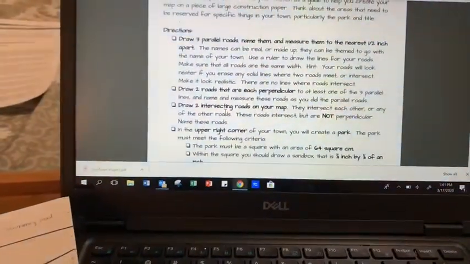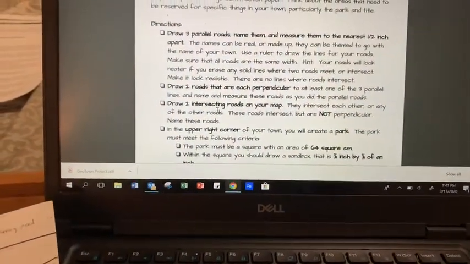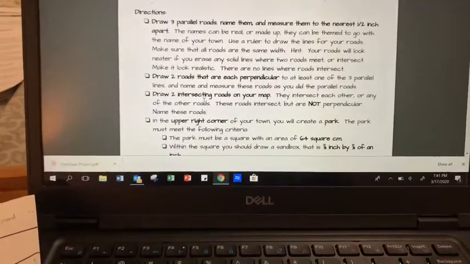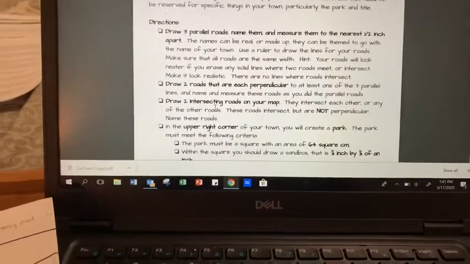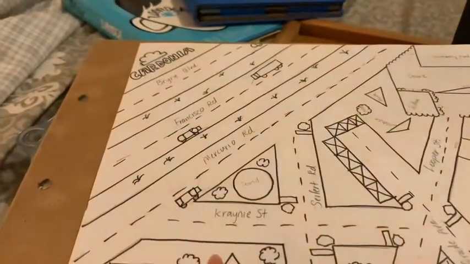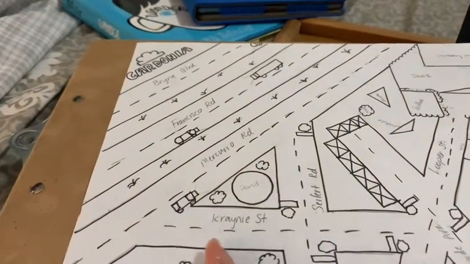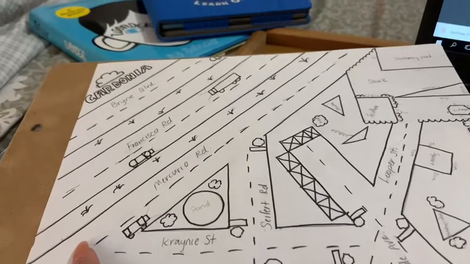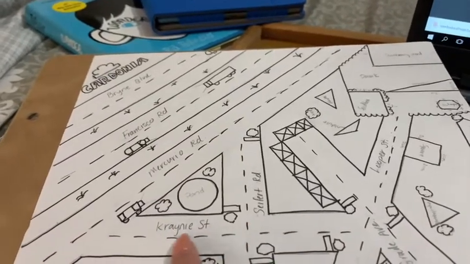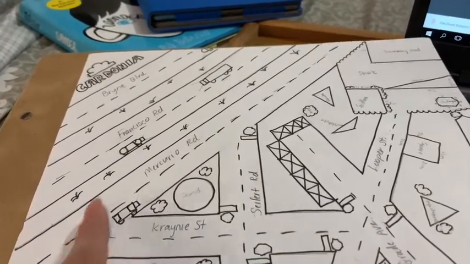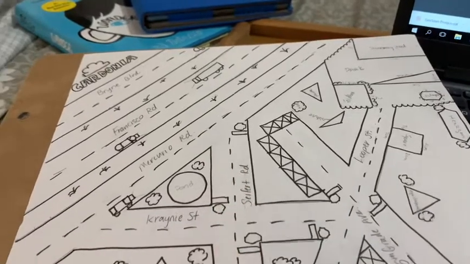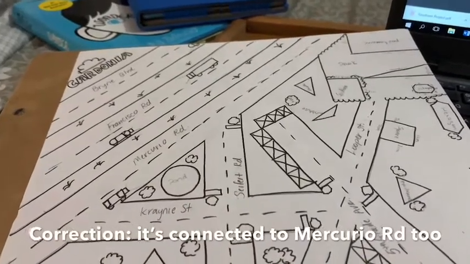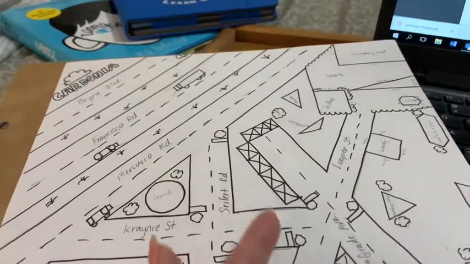Something else that it says in the directions is to have at least one of the 3 parallel lines connected to that perpendicular road. And that's what I've done here. I've connected one of the perpendicular roads to one of the parallel roads. So you can see Craney Street is connected to Mercuria Road. Seaford Road is the other perpendicular road that's not really connected to anything, but we do have a perpendicular road.